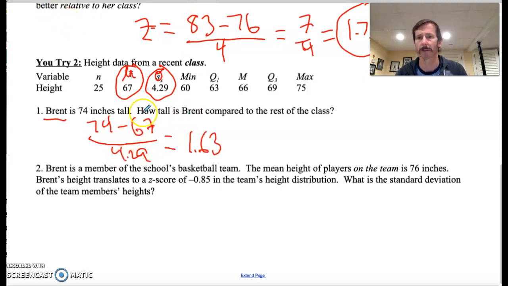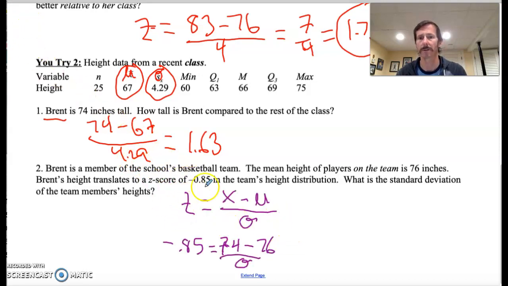Hopefully you've unpaused. That's what you should have gotten for a score. A z-score, he is over 1.5 deviations above average in relation to his class. He's pretty tall. He's almost 2 deviations above average from his class. All right, number 2 is a little bit trickier, so I want you to pause it and try number 2. You're going to have to use this formula, but you're going to be solving for the standard deviation. So pause it and give it a try.